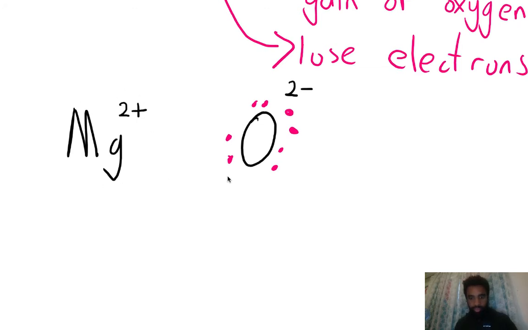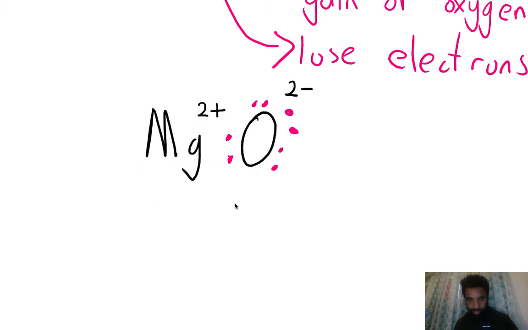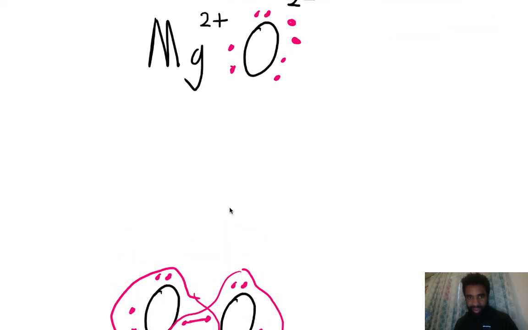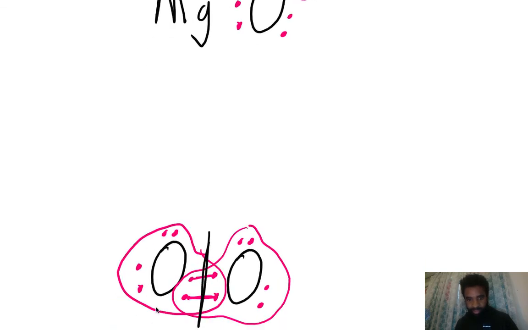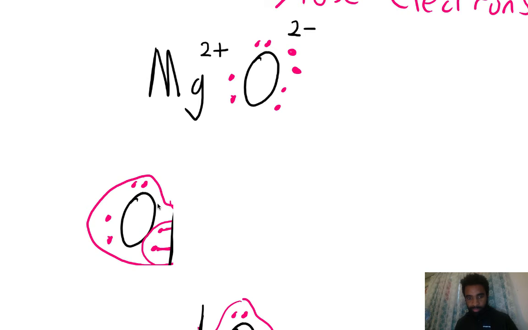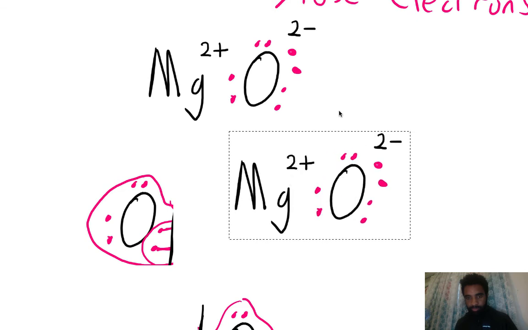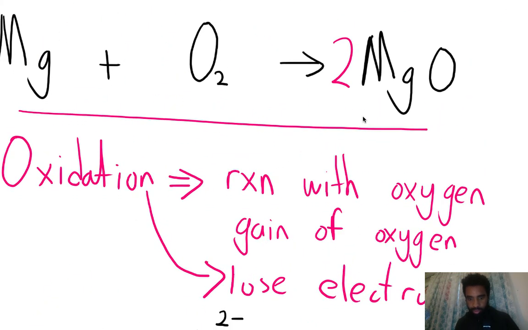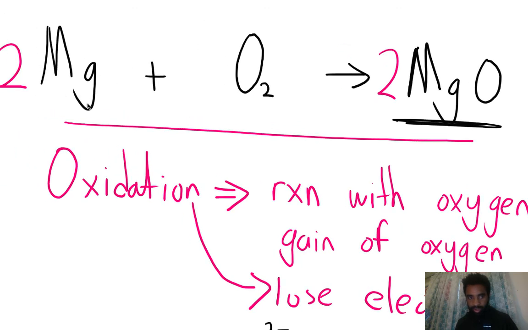So now we have Mg2+ and O2-, and these two can bind together. They're happy together by an electrostatic attraction, and so this is what we call an ionic bond. And remember that we said that oxygen came from the breaking apart of this O2 molecule. And so the second oxygen is going to have to find its own magnesium and bond with it to form another MgO molecule. And that is where we get these two MgOs from. So we have two Mgs reacting with one O2 molecule to give two MgOs.